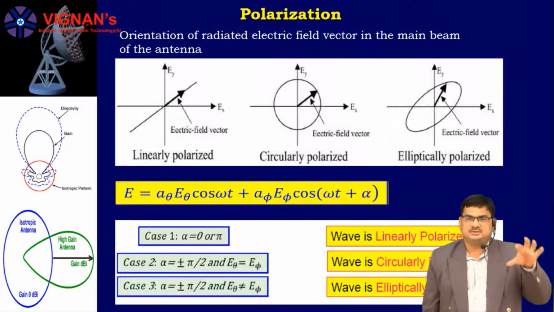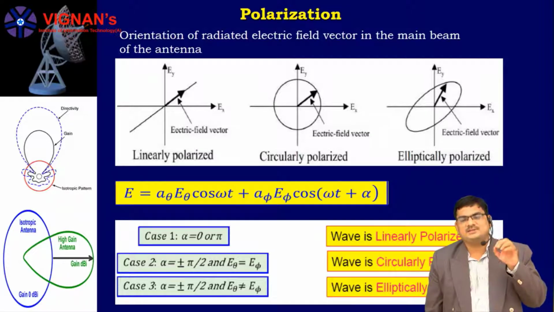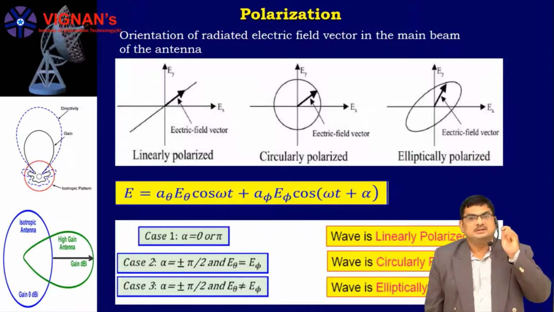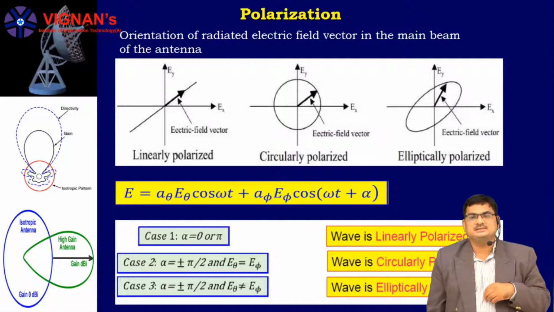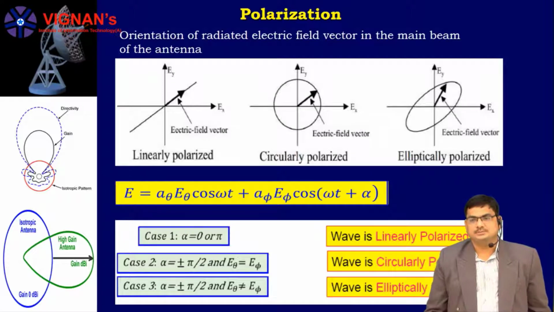In the third case, if alpha is plus or minus pi by 2, and for elliptical polarization the magnitude of the electric field in the theta direction is not equal to the electric field in the phi direction, that is elliptical polarization.